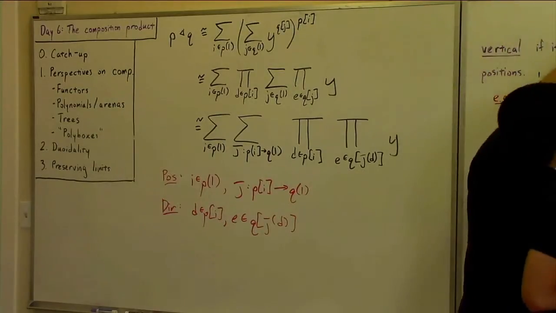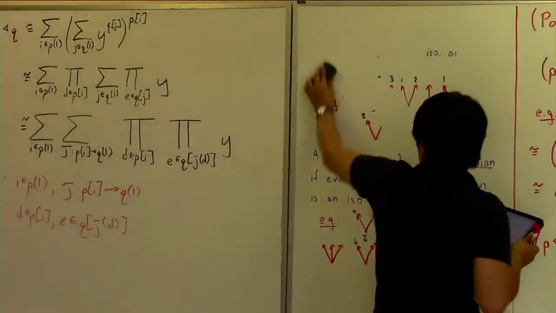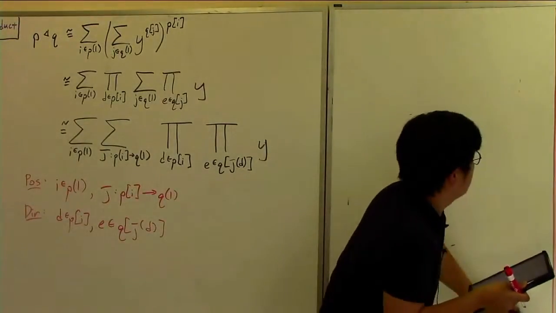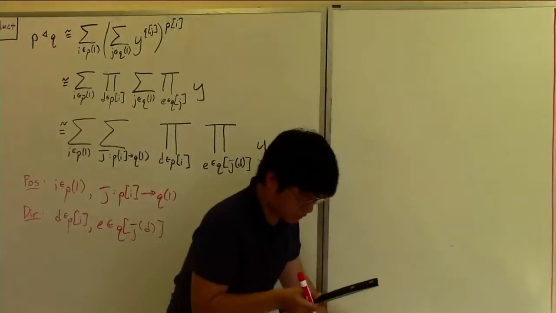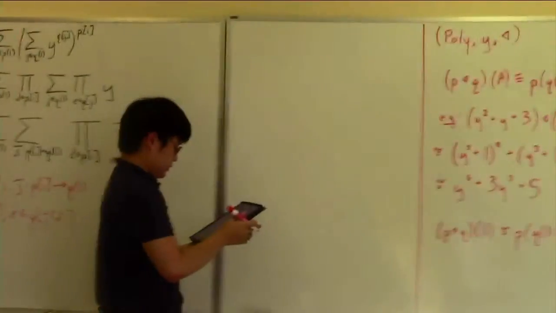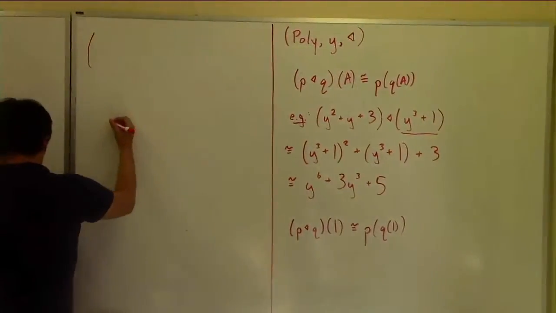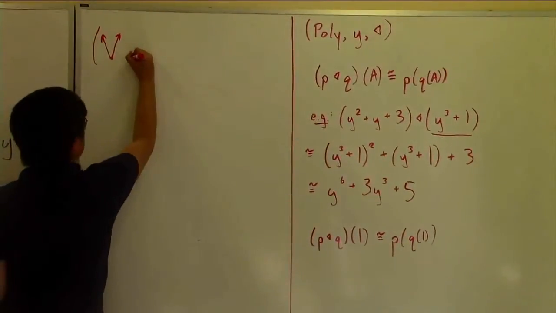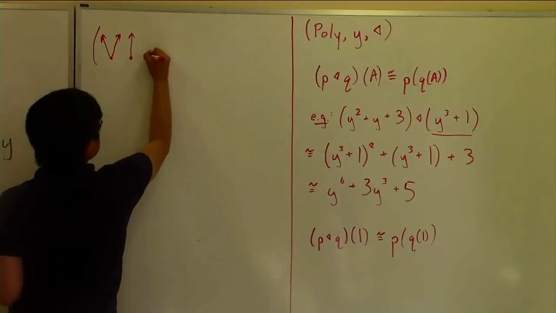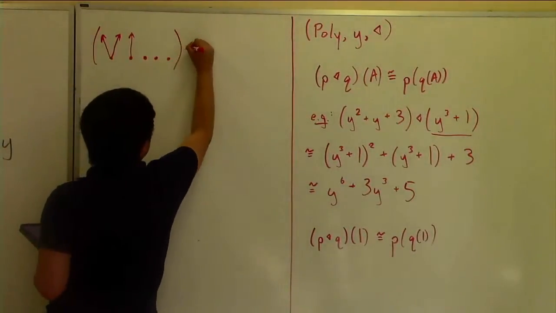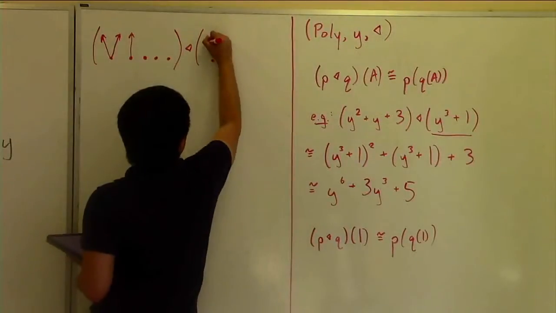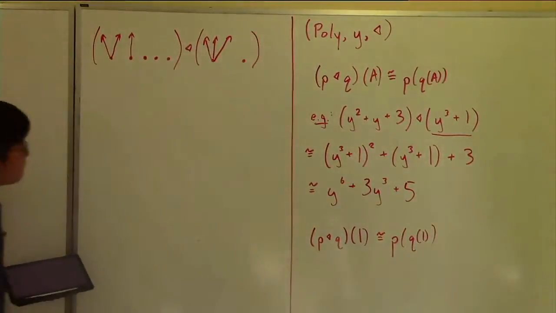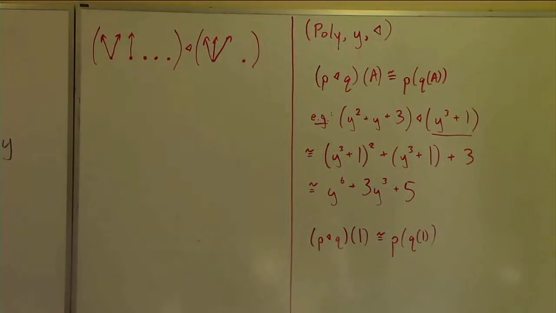So let's see. OK, so if we take this example that we have over here, we have y squared plus y plus 3 composed with y cubed plus 1. And so as trees, as Corollas, this is going to be, so we have y squared plus y plus 3 composed with y cubed plus 1.